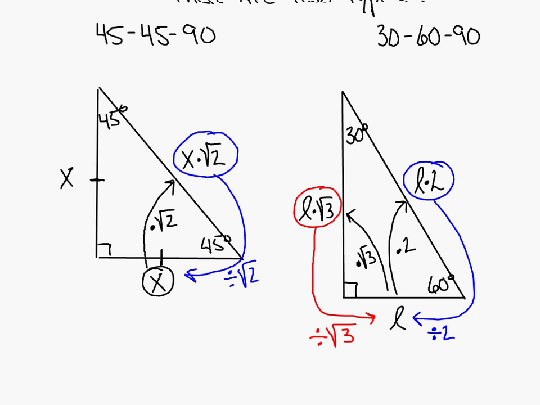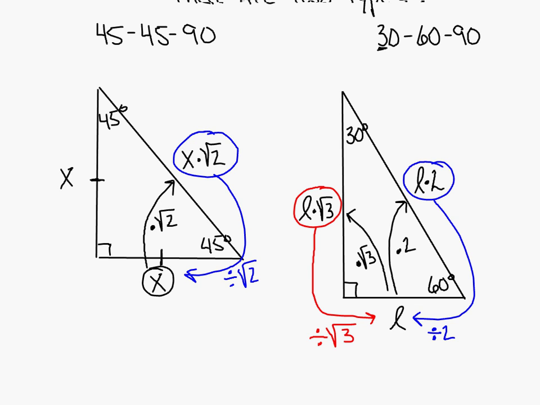Those are the rules regarding special right triangles. The 45, 45, 90 has two sides that are the same, so you deal with the square root of 2. A 30, 60, 90 right triangle, well, there's a 3 that starts the 30, 60, 90, so you deal with the square root of 3.